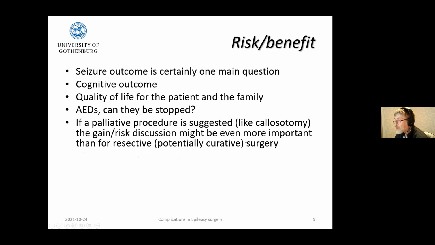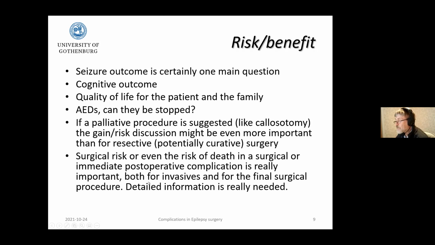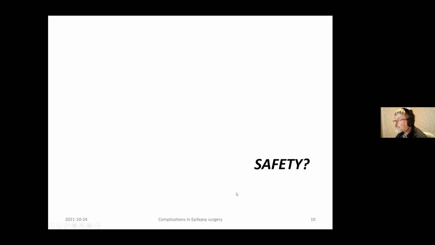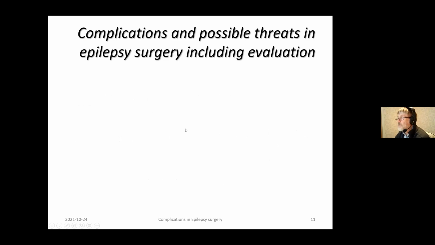If a palliative procedure is suggested, like callosotomy, I usually think that the gain-risk discussion might even be more important than for a resective, potentially curative surgery. Surgical risk, or even the risk of death in a surgical or immediate post-operative complication, is really important, both for invasives and for the final surgical procedure. And detailed information is really needed. So what about the safety?